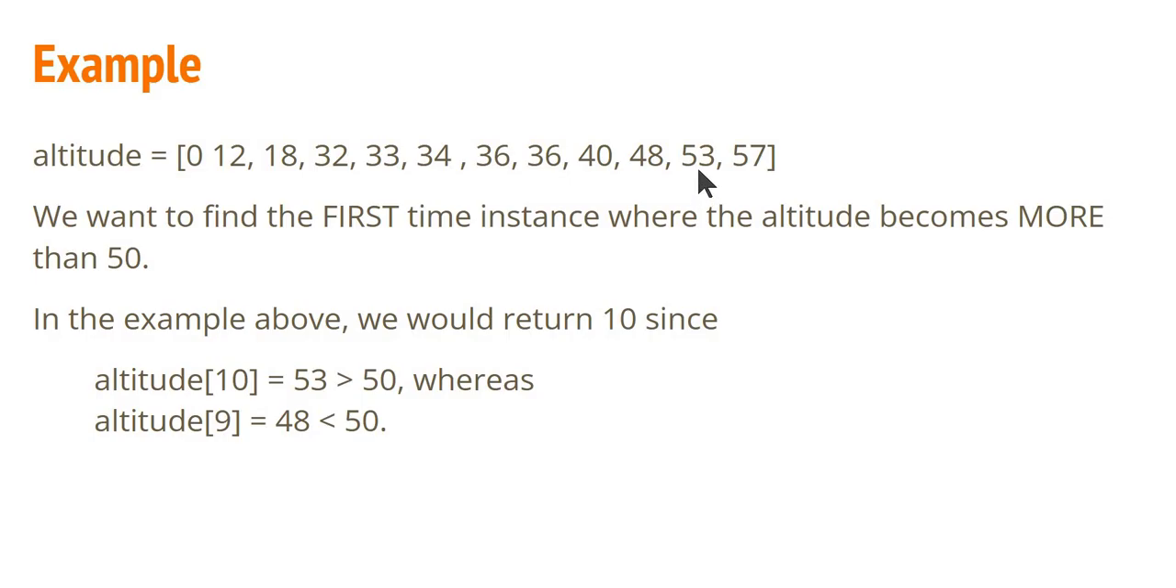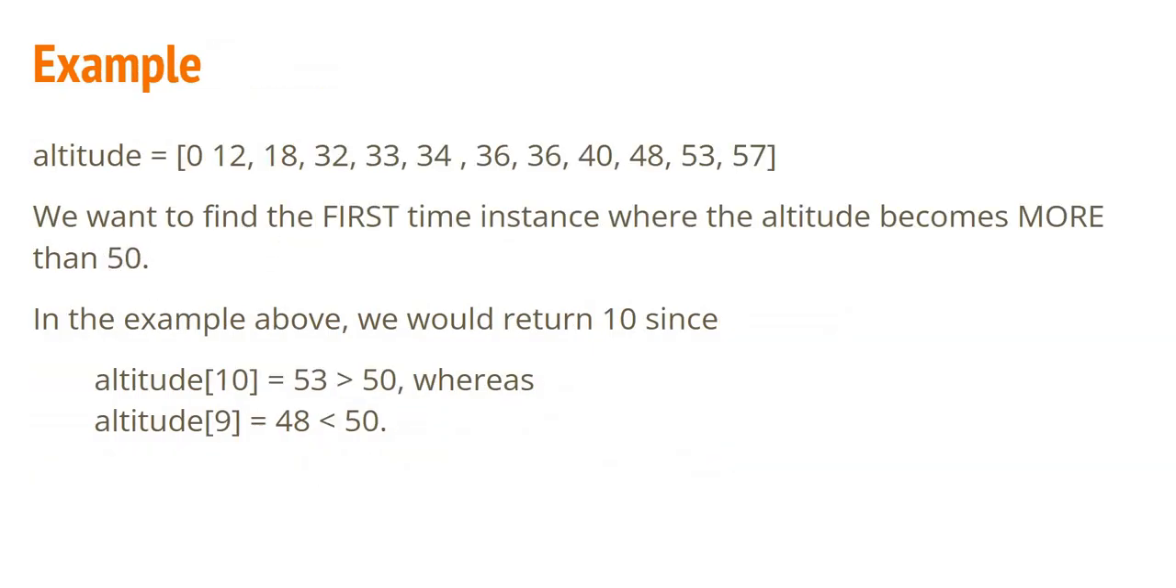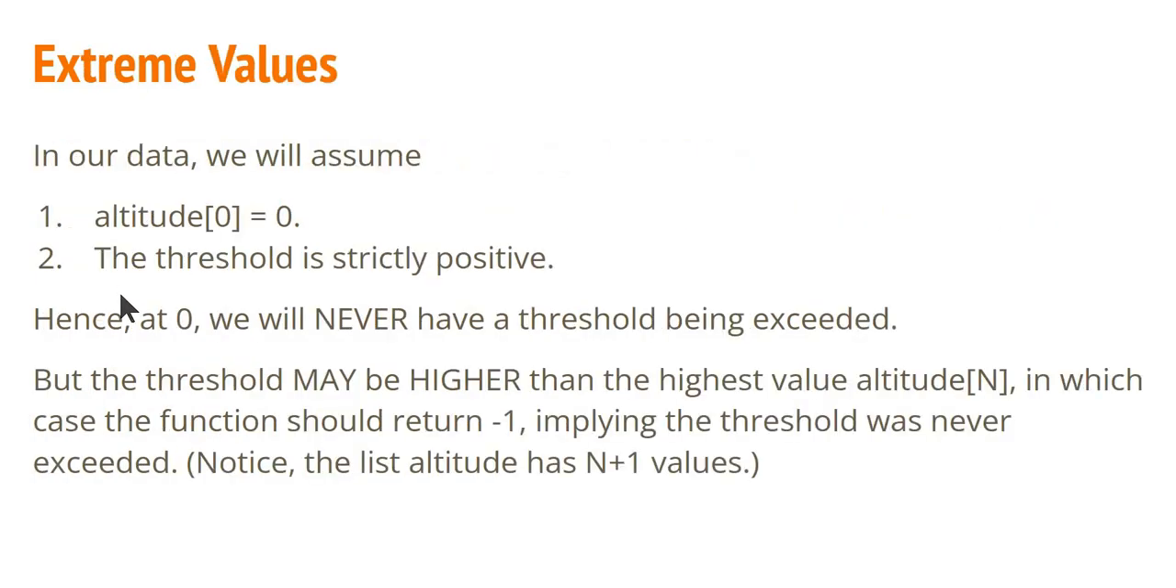So that's what we are looking at, the first instance where the altitude becomes more than, let's say in this case, 50. A couple more assumptions about the data. The extreme values, we are going to assume that altitude 0 is always 0, which is reasonable because the flight is taking off. So at the beginning, it's at the ground, altitude is 0. We also assume that this threshold is strictly positive. Whatever threshold is this number here, it's always, let's say, more than 0. And why is this significant? Because what this means is that, look, at 0 we will never have the threshold being exceeded, because the threshold is strictly positive and the 0th altitude is 0. So at index 0 we'll never have the threshold being exceeded.